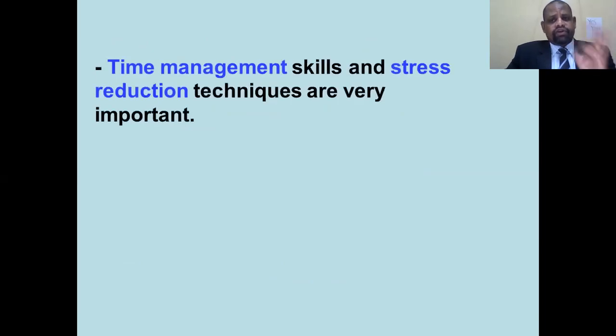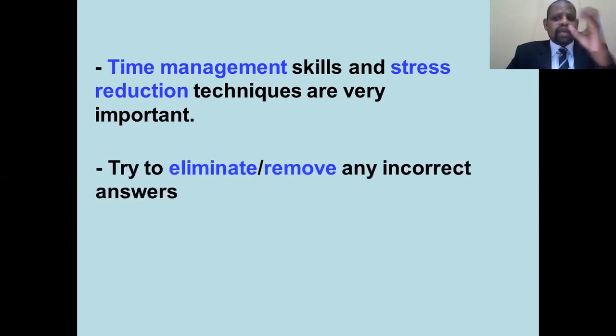This is a very important point. Time management. You need to manage your time and reduce your stress before and while doing the test. You need to manage your time, save your time, and try to reduce stress. Watch some videos on how to manage your time, how to reduce test stress or test anxiety.